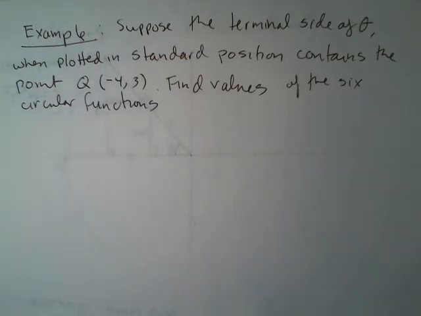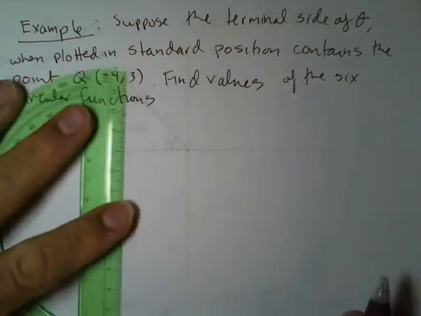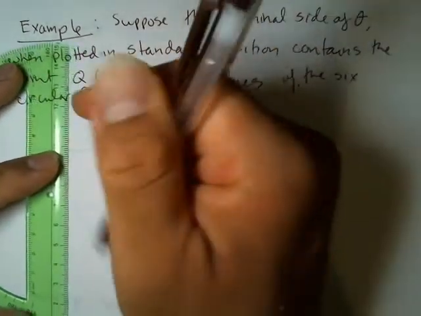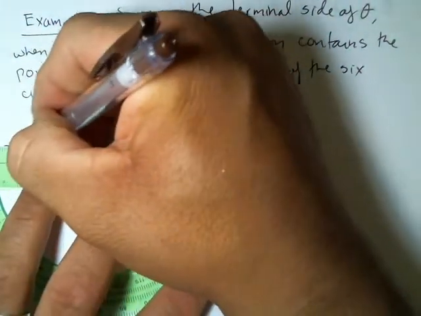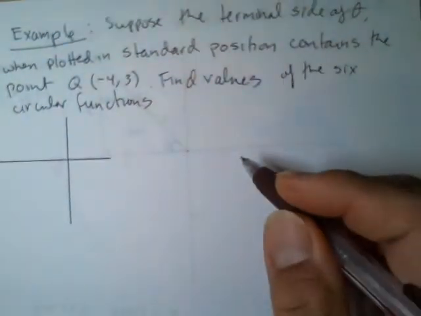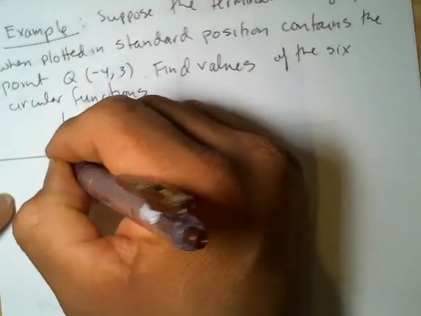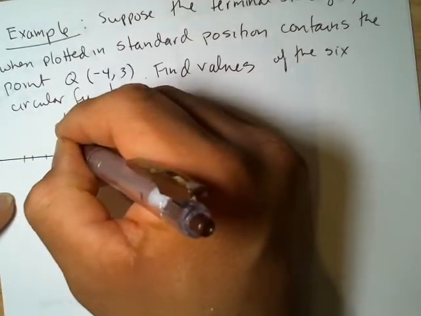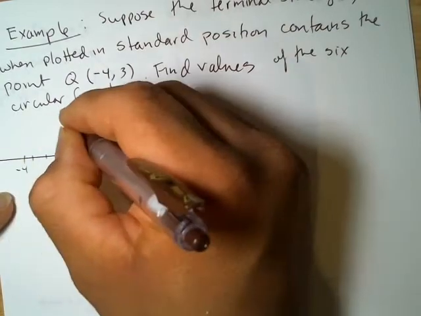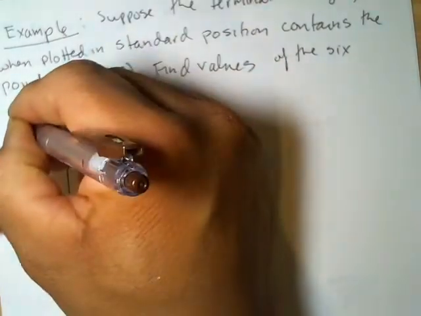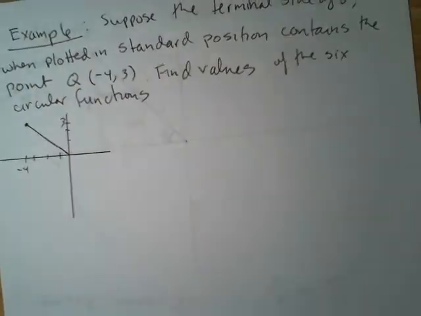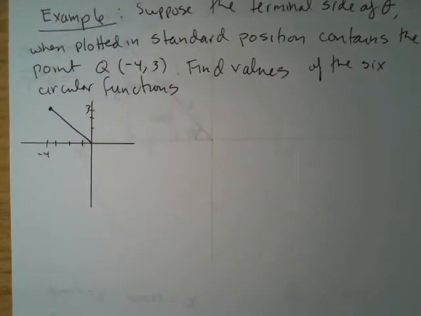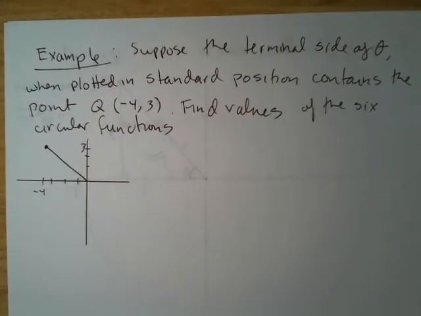All right, so let's first just start off with a quick sketch of the point here: 1, 2, 3, 4; 1, 2, 3. So (-4, 3). Okay, so again, not in the unit circle. All right, but that's okay, right?